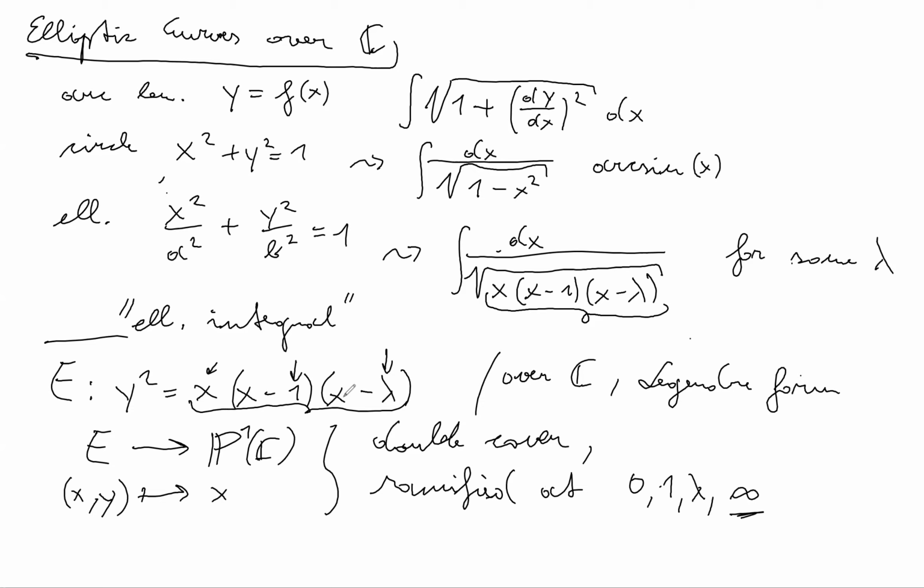But what you can do is, for example, write it down in projective form, right? So you could homogenize this by introducing the third projective coordinate, and then you would see that you also have a root at infinity.